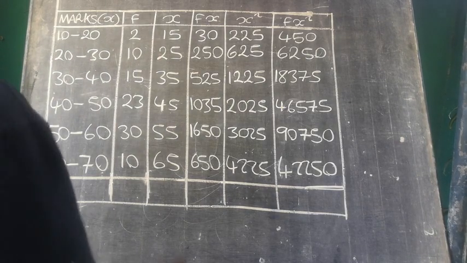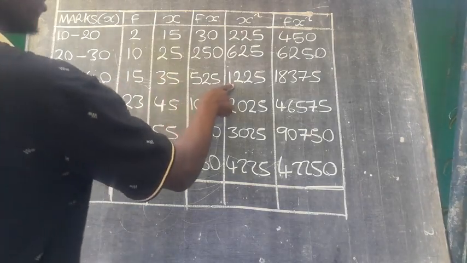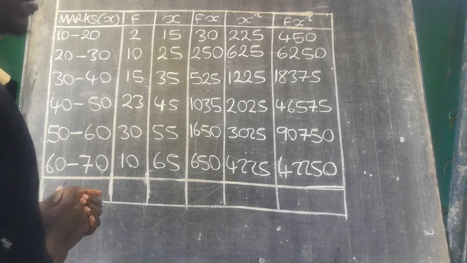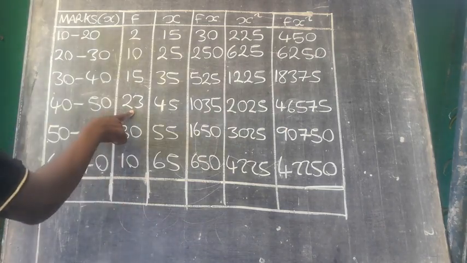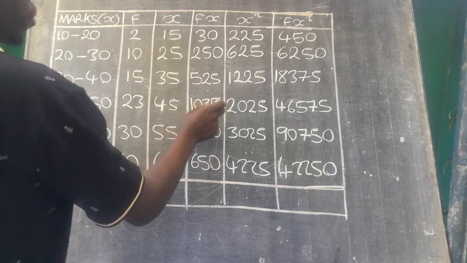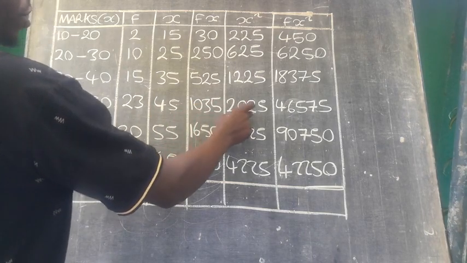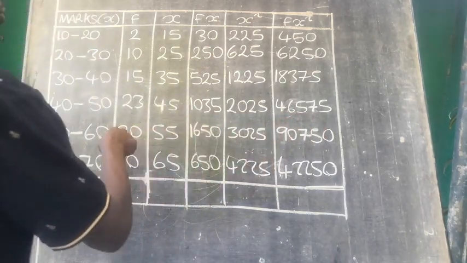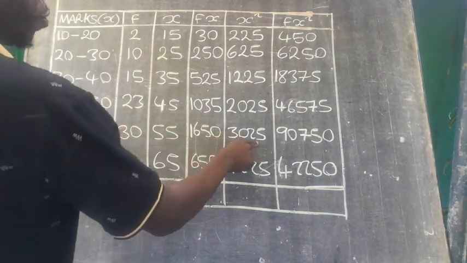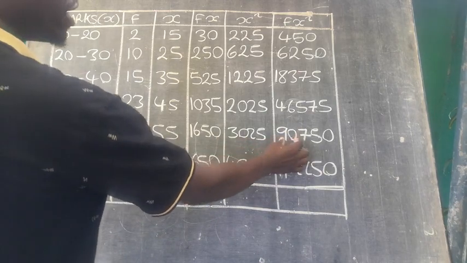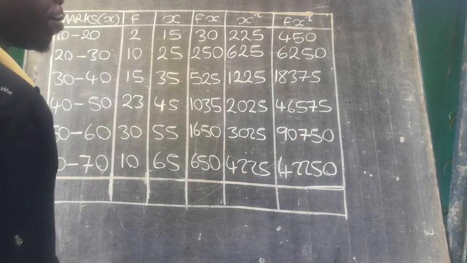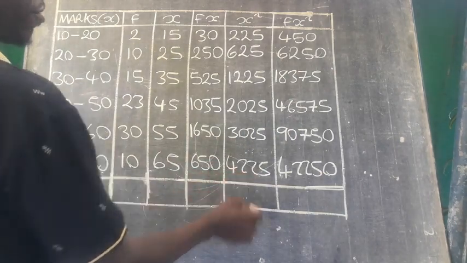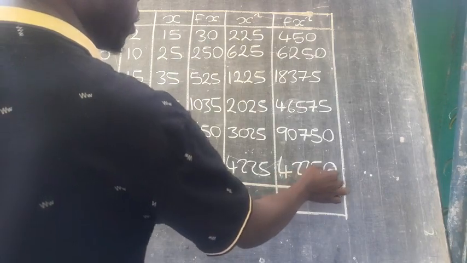Okay, so if we multiply 15 to 1,225, we are getting 18,375. If we multiply 23 to 2,025, we are getting 46,575. If we multiply 30 to 3,025, we are getting 90,750. If we multiply 10 to 4,225, we are getting 42,250.